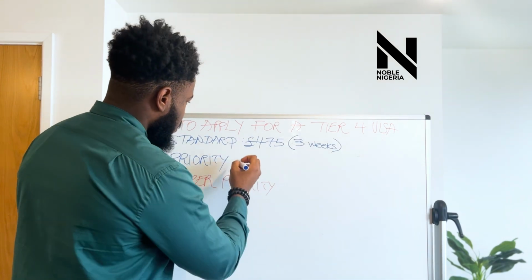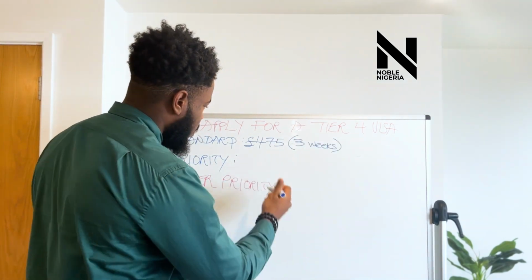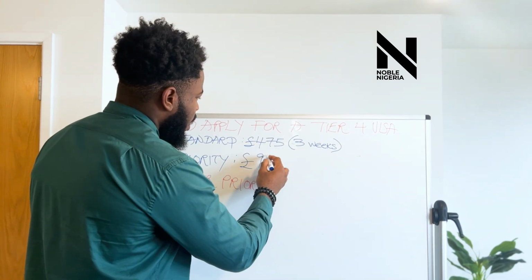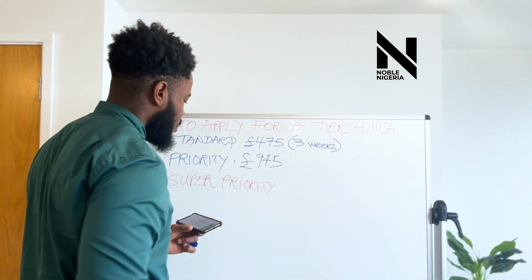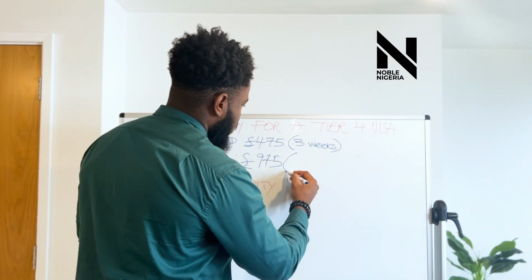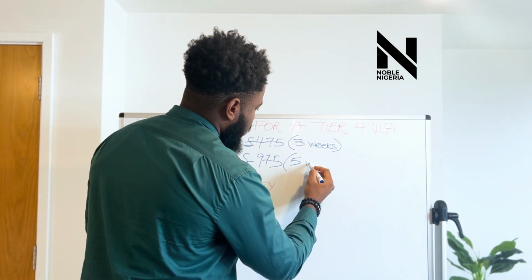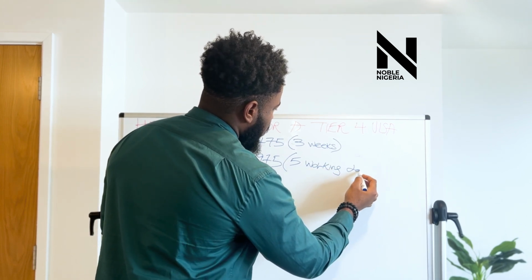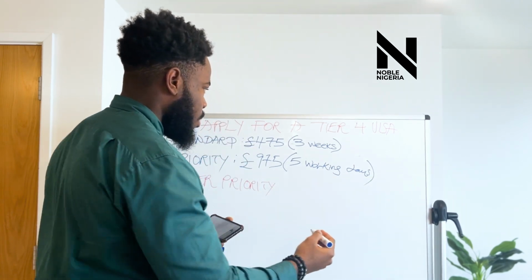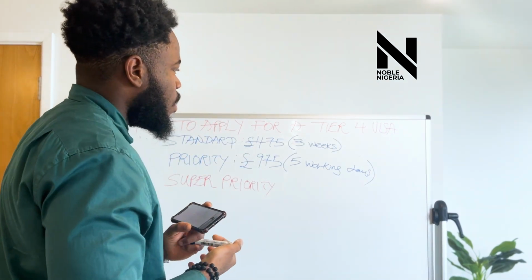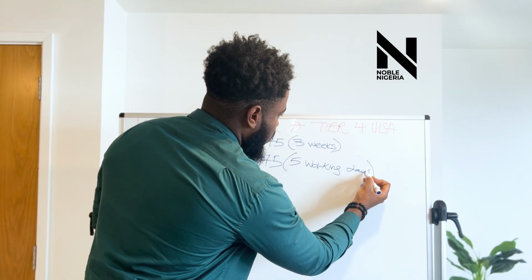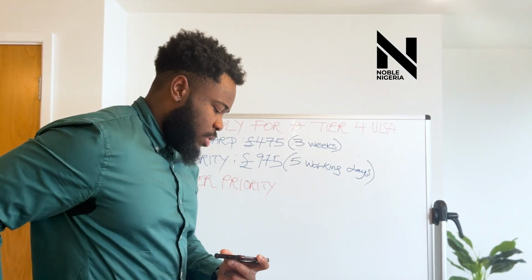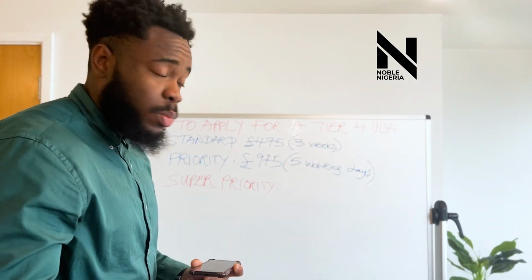For the priority, the more you go up, the more expensive it becomes. For the priority, you need £975, right? And it's gonna take 5 working days, right? Sorry, just now write this out properly. 5 working days. If you're applying with the super priority, it's gonna cost you more.